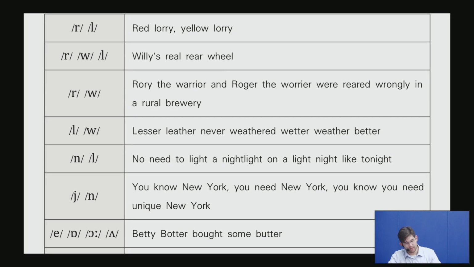Our first one is Rory the warrior and Roger the warrior were reared wrongly in a rural brewery. So R's and W's mixing together. Let's do it one more time. Rory the warrior and Roger the warrior were reared wrongly in a rural brewery.